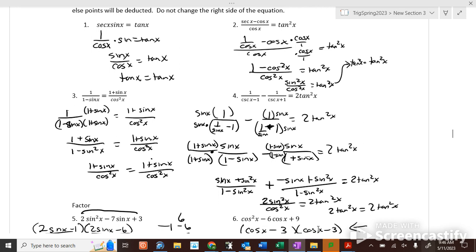Number two, I would change secant into 1 over cosine minus cosine over cosine. So we have a complex fraction because of our numerator. Okay, so we're going to multiply. Well, you could do it a couple different ways. I did it a little different with Lexi. I had her change this one into cosine over cosine, or I just multiply everything by cosine. Basically, the same thing happens. You get 1 minus cosine squared over cosine squared.